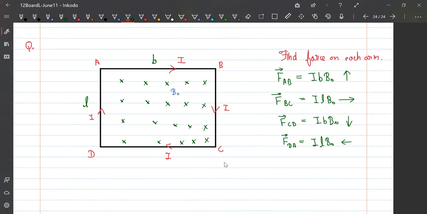What if I ask you to calculate torque on this loop? Find torque on this loop. Forces calculate karke, torque calculate karke.